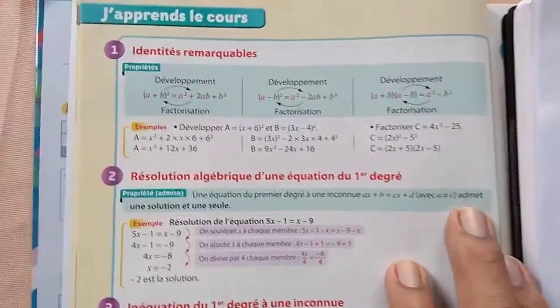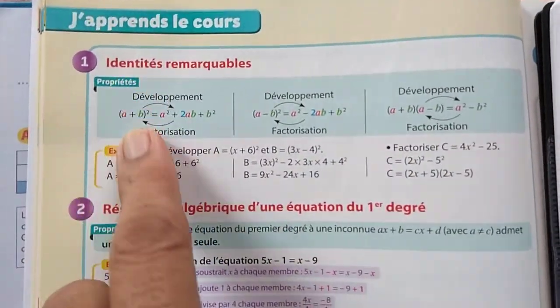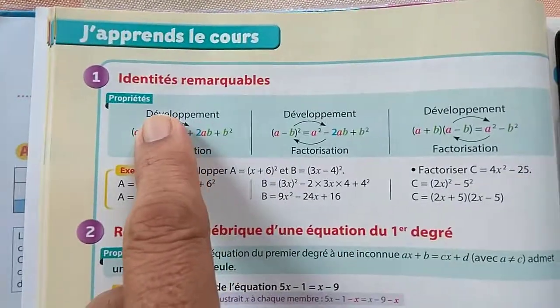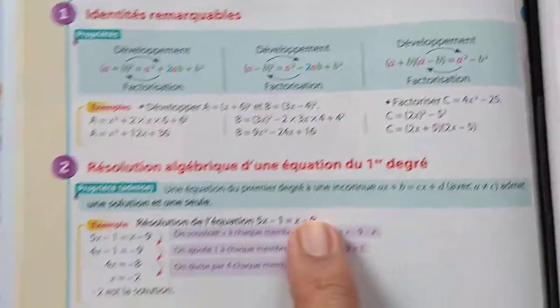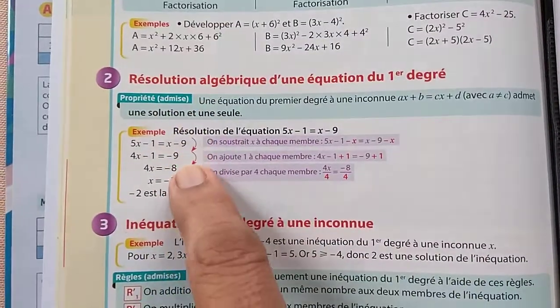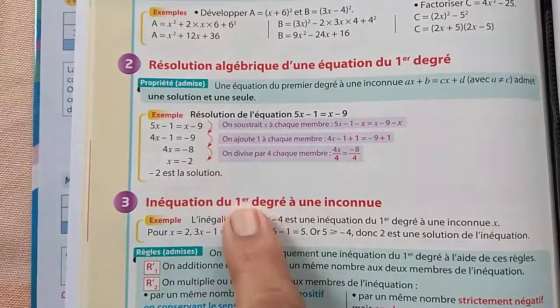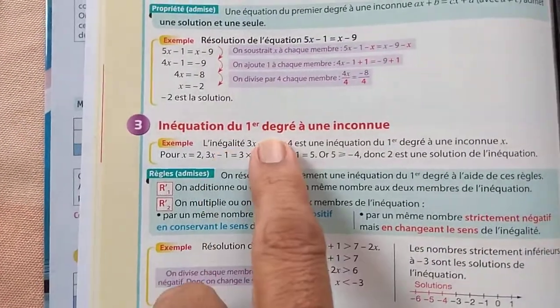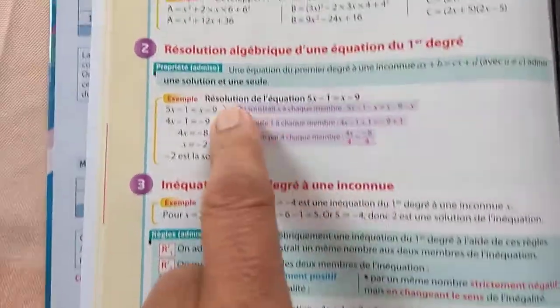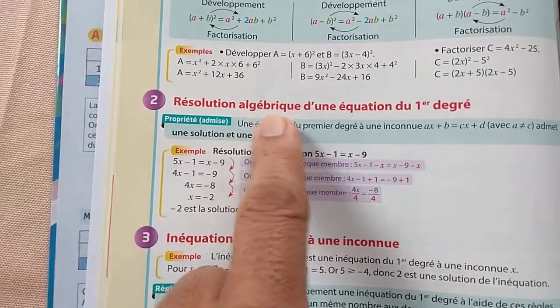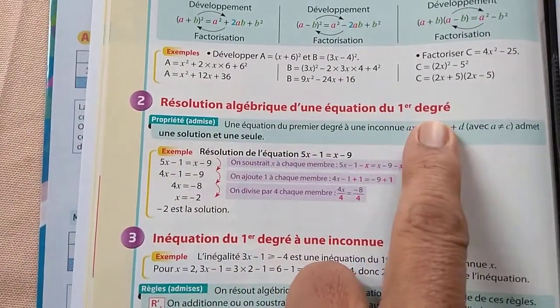In the first video, we looked at this part of the chapter, page 28. We looked at this part of the chapter, Identité remarquable. Today we will do this third part, inéquation du premier degré à une inconnue. This is résolution algébrique d'une équation du premier degré.